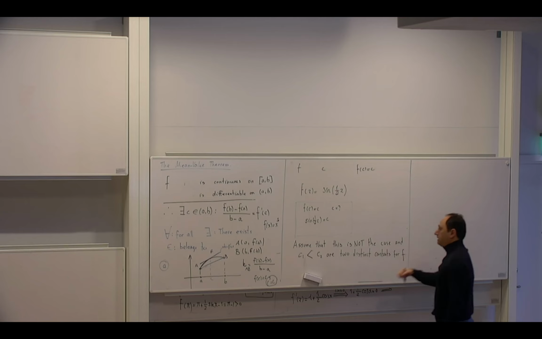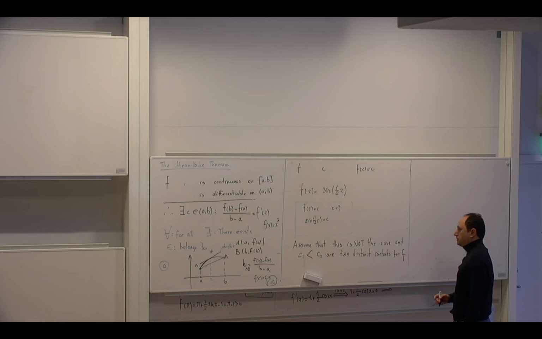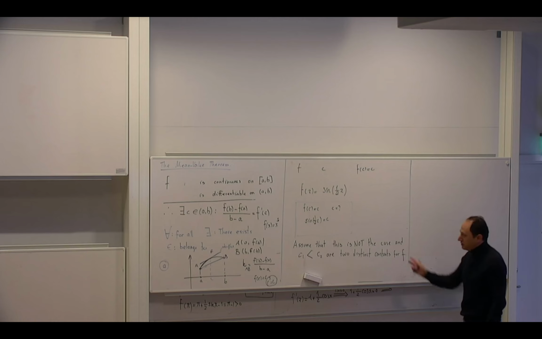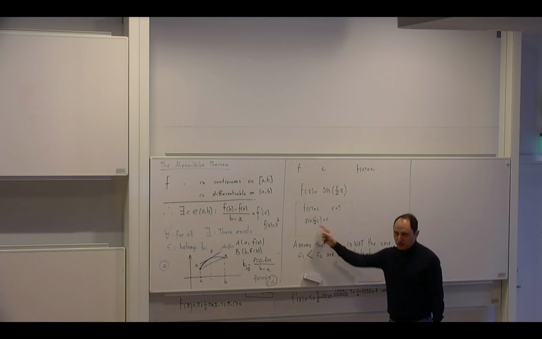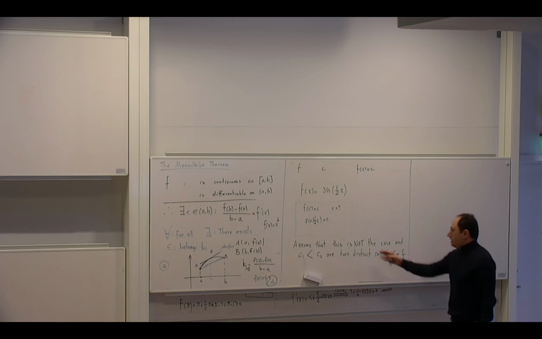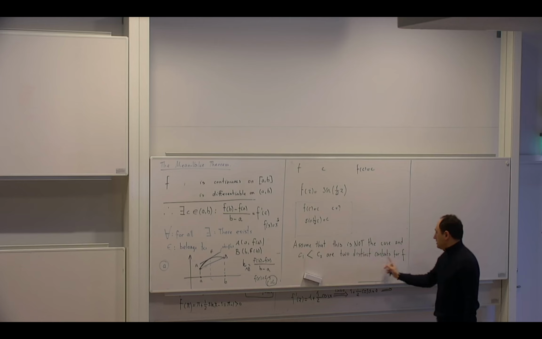I claim there is no more than one, but by the way, we don't even know there is one. In this problem, we don't care. We want to show there is no more than one. If there is one or none, we don't know. But of course, there is one. What is that? 0. If I put 0, sine of 0 is 0. So there is one, but there is no more than one. So assume that this is not the case, and C1 less than C2 are two distinct constants for f.